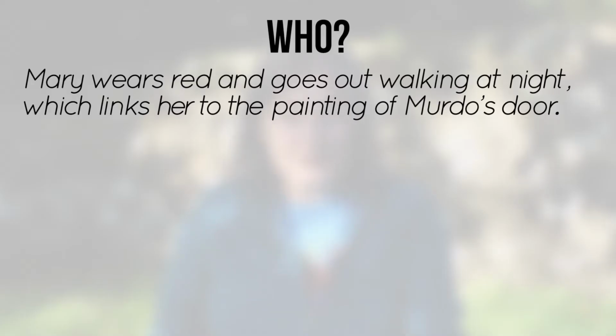Mary clearly isn't influenced by the opinions of other locals in the way that the long-suffering Murdo is. We are told that she wears the colour red and that she goes out walking at night on her own, so this links her with the painting of Murdo's door during the night of Halloween.